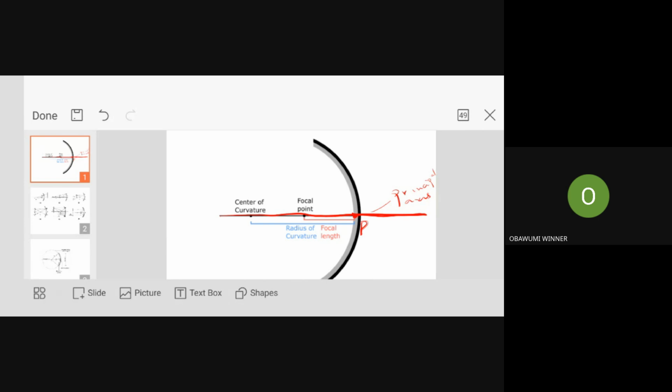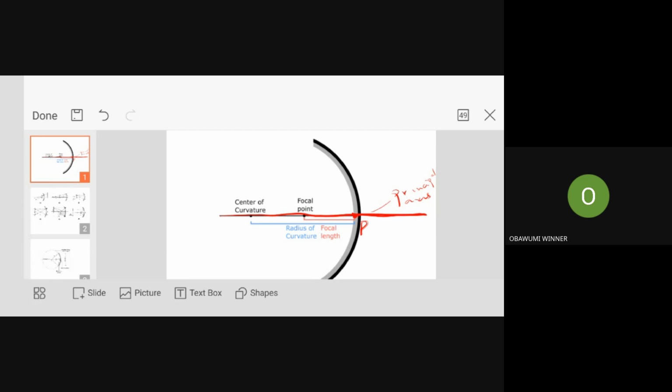Either one goes. So the principal focus or the focal point is that point where every ray on the mirror converges. Now, the distance from this focal point to the pole is called the focal length. I repeat that. You can see the label in there. The distance from the focal point to the pole is called the focal length.